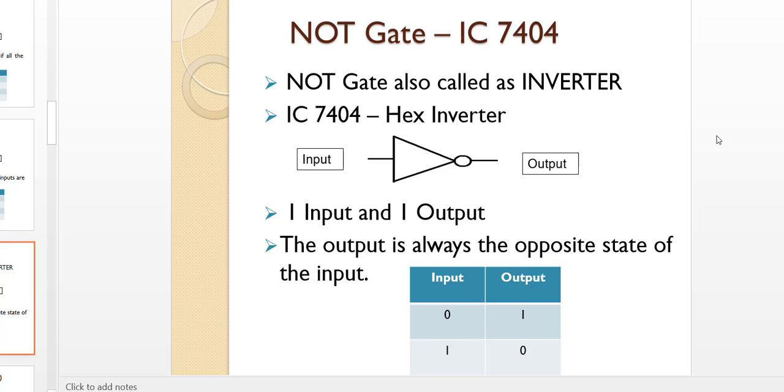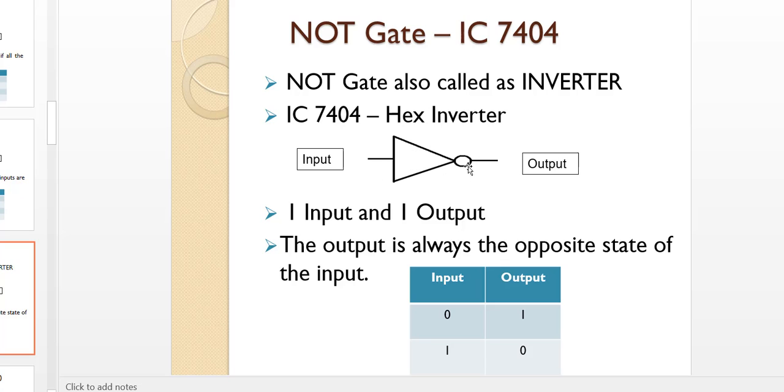Only 1 output. But only the NOT gate is an exception. A NOT gate has only 1 input and 1 output. So you can see the symbol of the NOT gate. A NOT gate is also called an inverter. This is the symbol of the NOT gate.